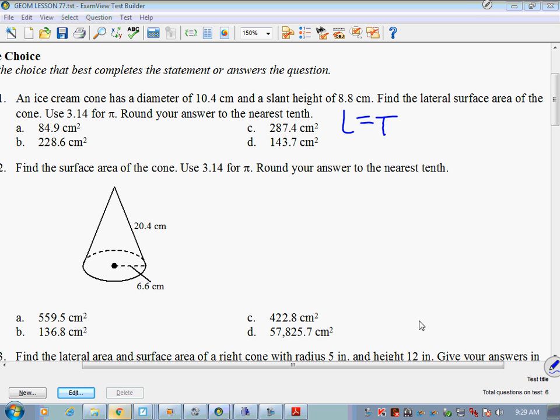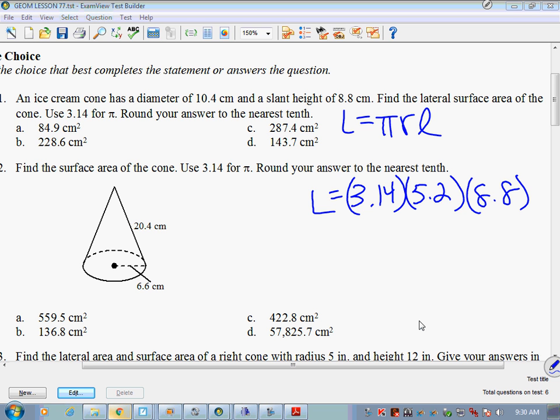Pi times radius times slant height. Well, what are we going to use for pi here? 3.14. Okay, so we can do that there. What is my radius? Can anybody tell me what radius I am going to use? 5.2. I heard something else back there, I don't know what that was. And then L is what?